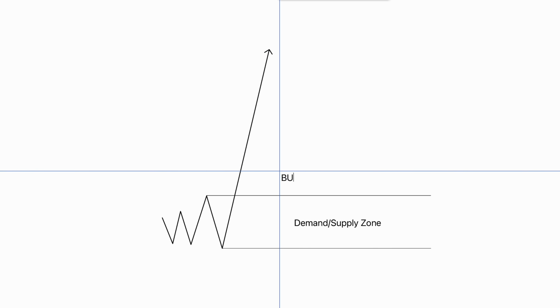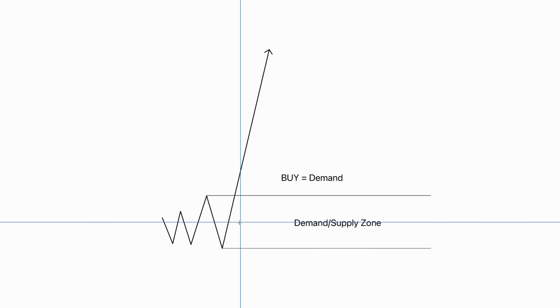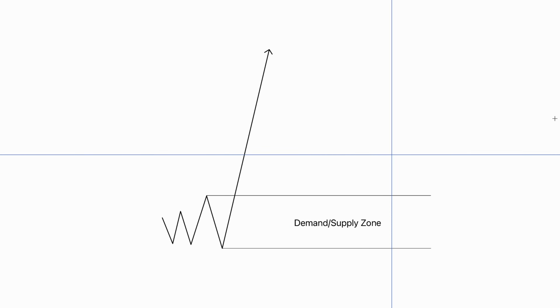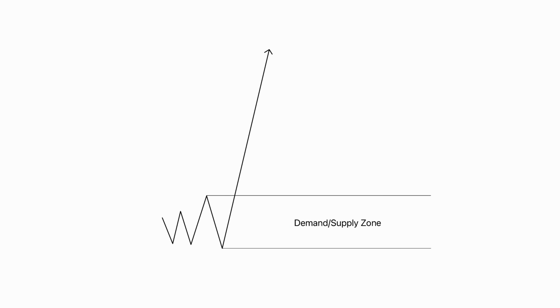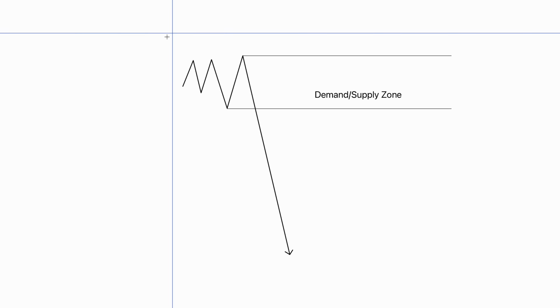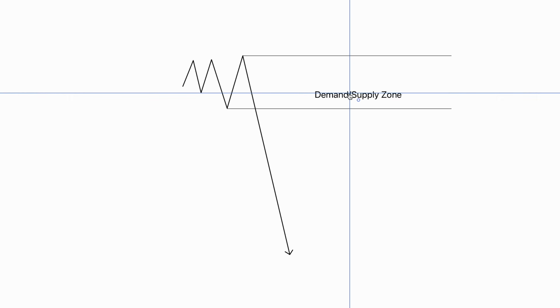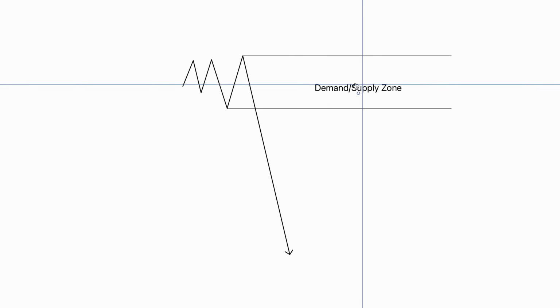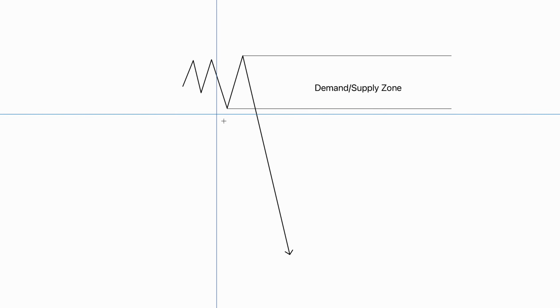Demand is for buys, so this is a demand zone right here. In an uptrending market, a zone before a large upward move will be a demand zone. A supply zone is the same, but it's in a selling market. So if the market is in a downtrend, we want to identify once again consolidation areas before large down moves, and this is where our supply zone is going to be.